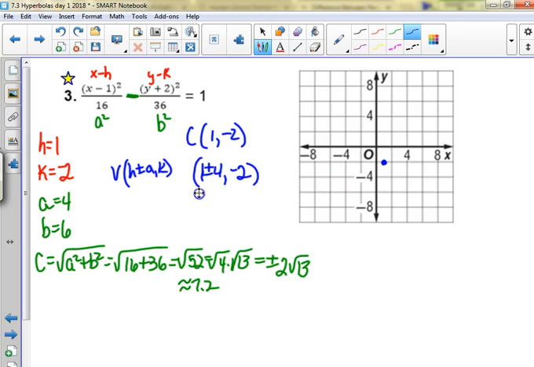Okay. So we would have for the vertices 5, negative 2, and what's the other one? Negative 3, negative 2. Went this way, 2, 4 would be 5, and this way, 2, 4 would be negative 3. All right. We don't have a name for the other ends of our rectangles, but how much are we going up and down? We're going 6, so 2, 4, 6. 2, 4, 6. Draw our rectangle.